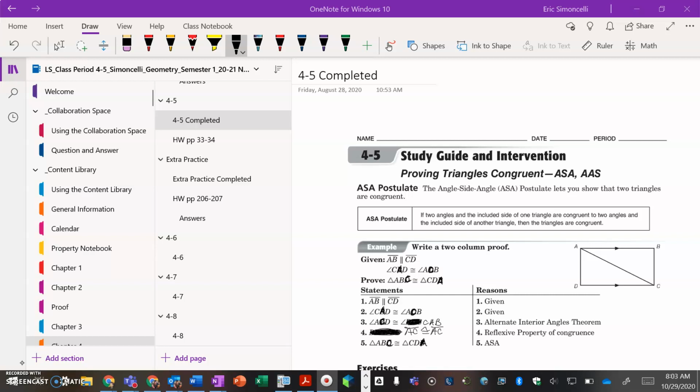We're going to start off with a two-column proof. I did have to make some adjustments here, so please be mindful of that. The given is that AB is parallel to CD, which you see in the picture. Angle CAD is congruent to angle ACB, which I am going to mark here. So CAD is congruent to ACB.